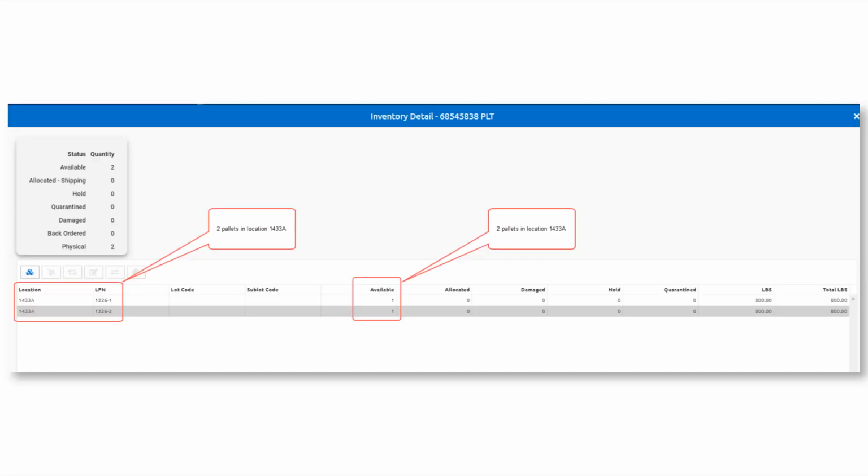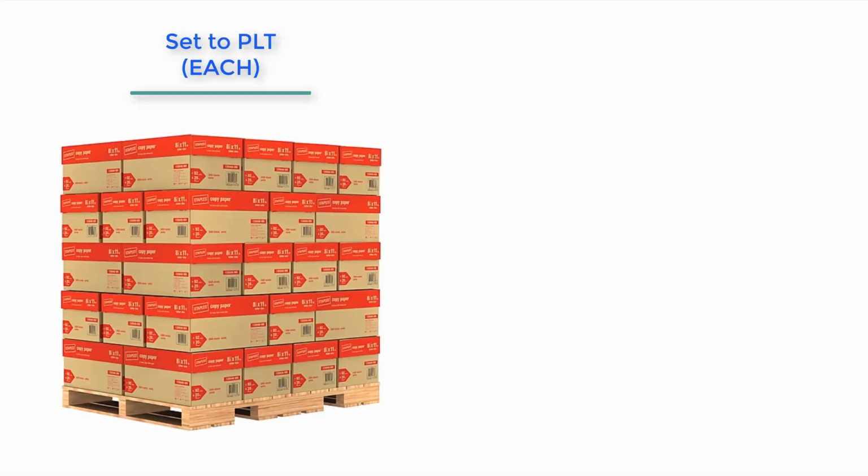Notice in this image there are 2 LPNs in this location. That means there are 2 pallets with different LPNs currently residing in this location. We discussed that for pallet in, pallet out, you cannot pick off of this pallet. The pallet is shipped out exactly as received.